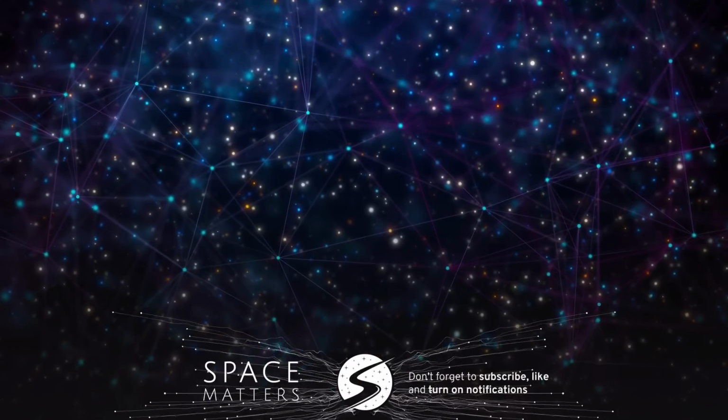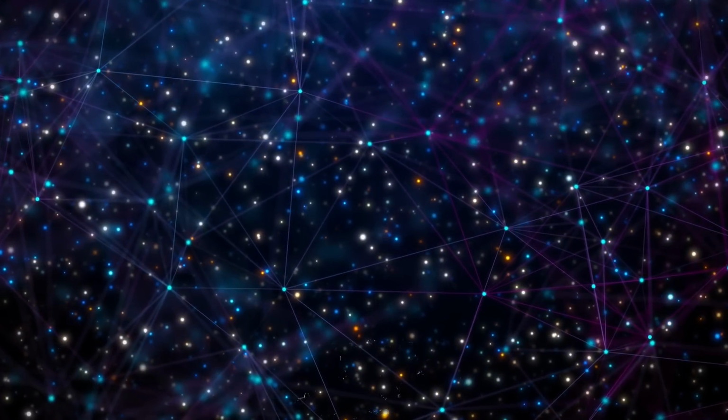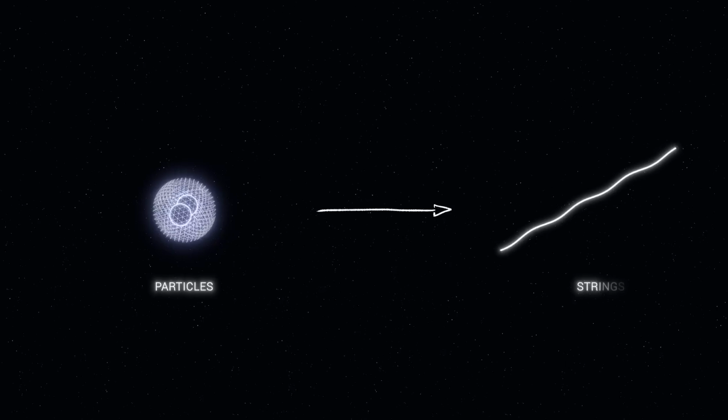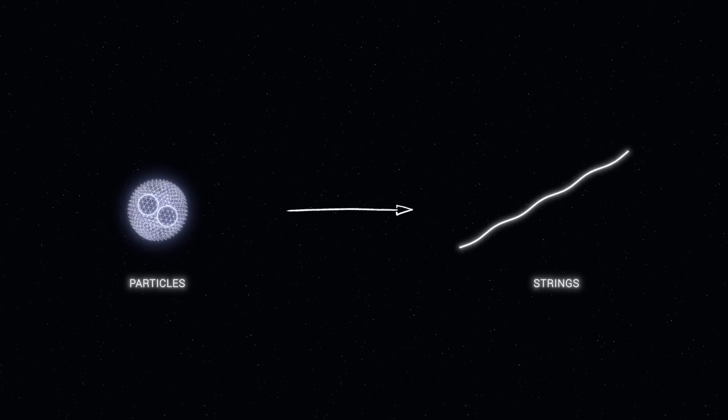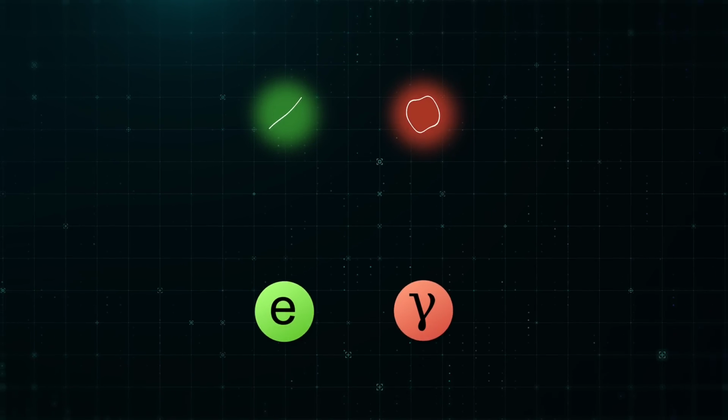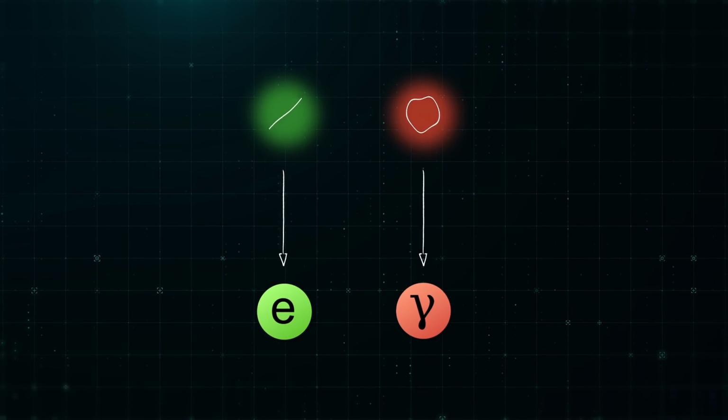It suggests that rather than consisting of point particles, as traditional physics proposes, the universe is built from incredibly tiny vibrating strings. These strings are not mere theoretical abstractions. Each string's vibration corresponds to a fundamental particle. One vibration might manifest as an electron, while another produces a photon, the particle of light.